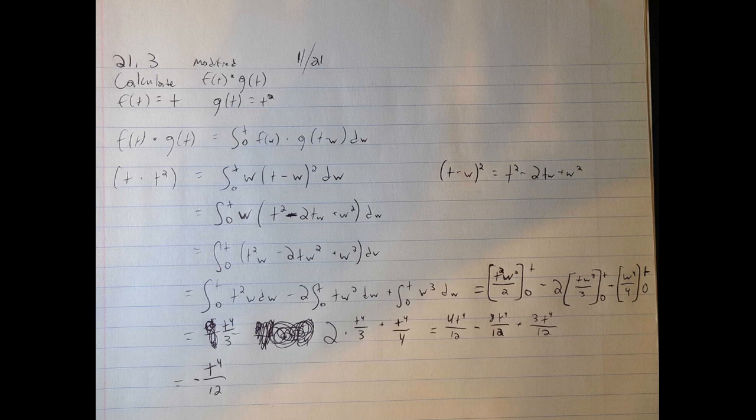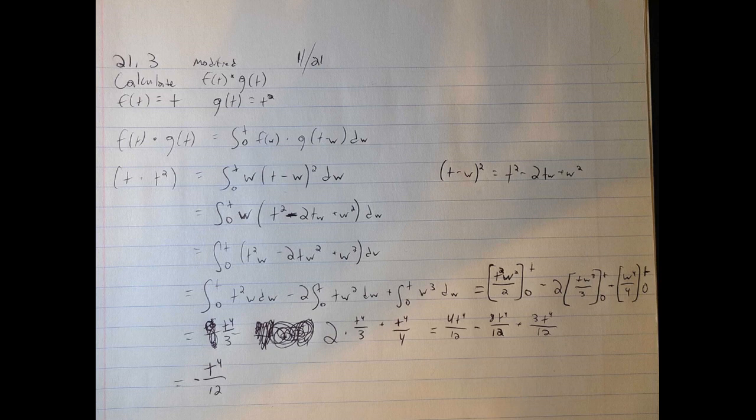Now we can separate them because we have all pluses and minuses. So we can separate the integral into three separate ones, all from 0 to t. We have t squared w dw, minus 2 times the integral from 0 to t of tw squared dw, plus the integral from 0 to t of w cubed dw. And then we get the integrals for each of them. t squared stays as if it's a constant, right? So we have t squared w squared over 2 from 0 to t, minus 2 times t w cubed over 3 from 0 to t, plus w to the 4 over 4 from 0 to t.